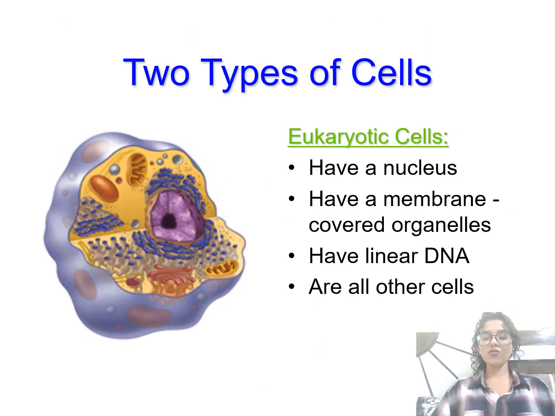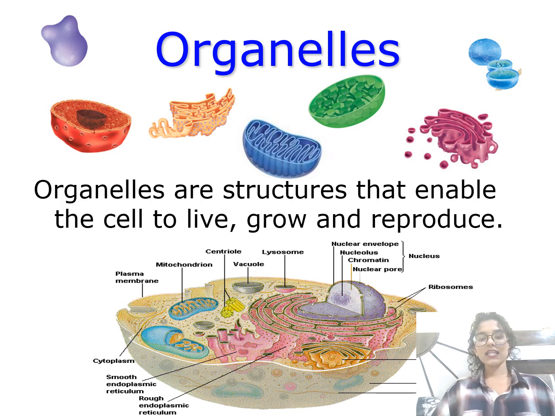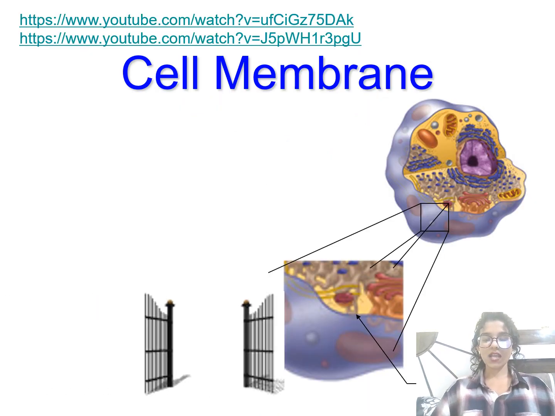The other kind of cell is the eukaryotic cell. A eukaryotic cell has a nucleus. It has membrane-covered organelles. It has linear DNA, and eukaryotic cells are present in all types of organisms, the plants, the humans, basically the evolved organisms. Now let's talk about the organelles individually.